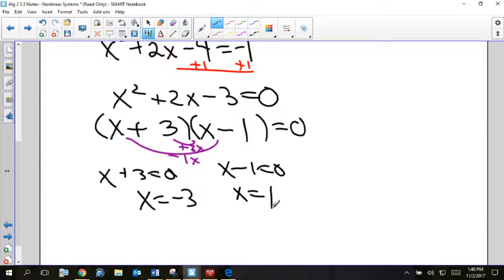Excellent. Do we have it solved? What am I trying to do? I'm trying to find where two graphs cross. What are all my answers going to look like? An ordered pair? Do I have an ordered pair? What do I have? I got two x's. I still need two y's.